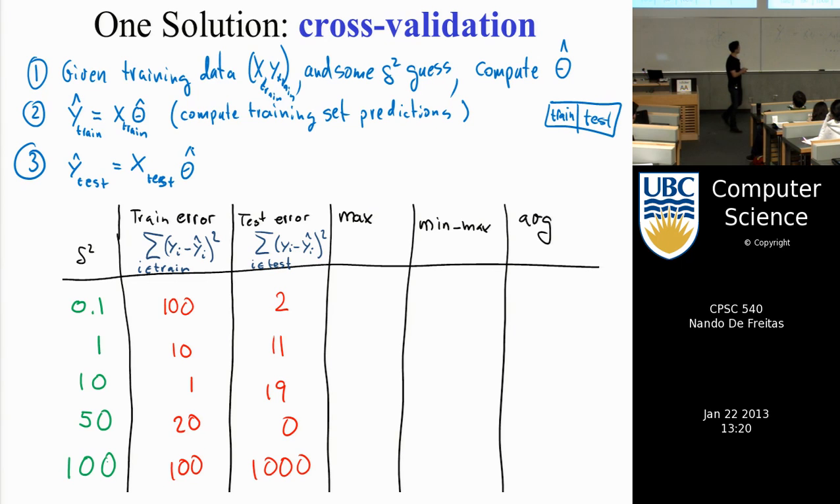And then what I can do is take many guesses, maybe using some logarithmic scale. Here I'm showing you five guesses of delta. Let's assume that I have done steps 1, 2, 3 above. Then I can compute the training error, which is just the sum of squared errors between the prediction on the train and the value of y on the train, as well as the sum of squared errors on the test set. Okay. And let's assume that when I evaluate those sums, I get those numbers in red.